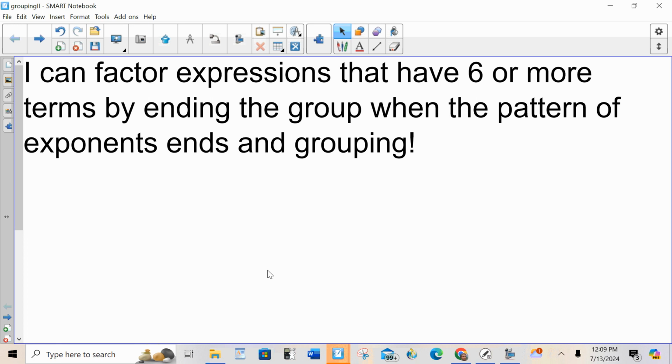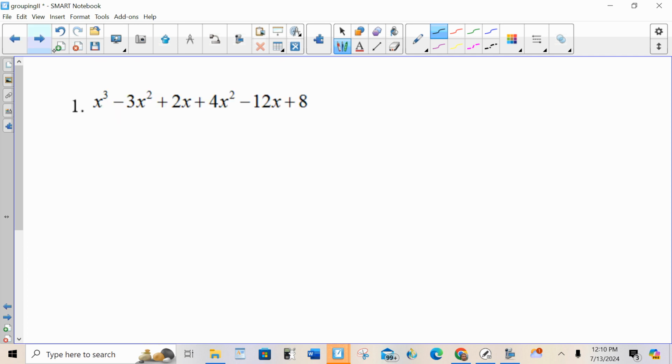Hello! I can factor expressions that have 6 or more terms by ending the group with a pattern of exponents ends and grouping. Do not watch this if you haven't already mastered 4-term grouping. If you have mastered 4-term grouping, then this should not be a big deal. Let's start with number 1.